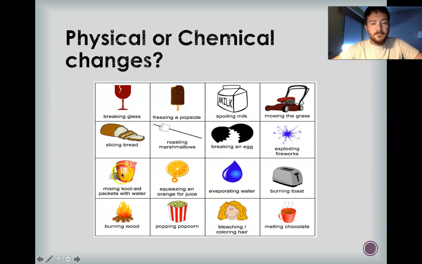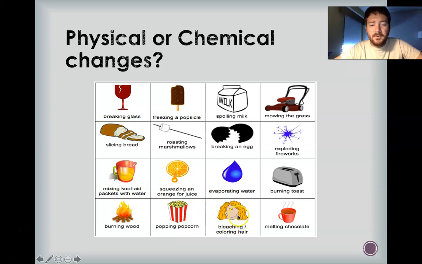Mixing Kool-Aid packets with water, physical. You're just mixing two things together. Squeezing an orange, physical. Evaporating water, a lot of people would say chemical, but it's physical. It's still water, even if it's water vapor. Burning toast, you can smell the chemical change. Burning wood, chemical. Popping popcorn, I would argue chemical. Whenever there is a liberation of sound, typically it is a chemical change.